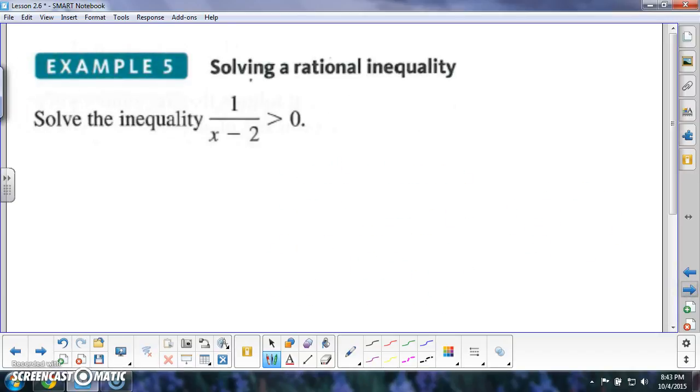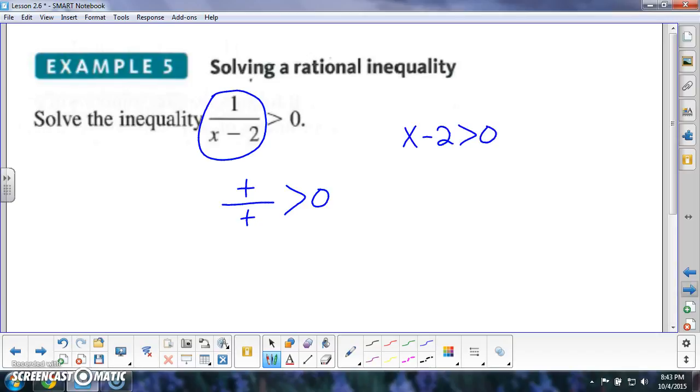Next one is a rational inequality. Now if you think about this problem, just take the left-hand side for instance, okay? The top is always a positive 1, right? Well, the bottom is an expression. If the bottom expression is equal to a positive, then this whole fraction is going to be greater than 0. So what we want to do is find out when is x minus 2 greater than 0? And so this is the inequality we're going to solve.